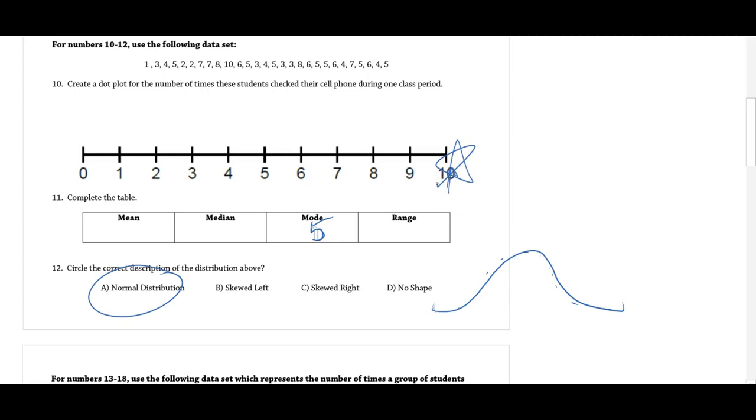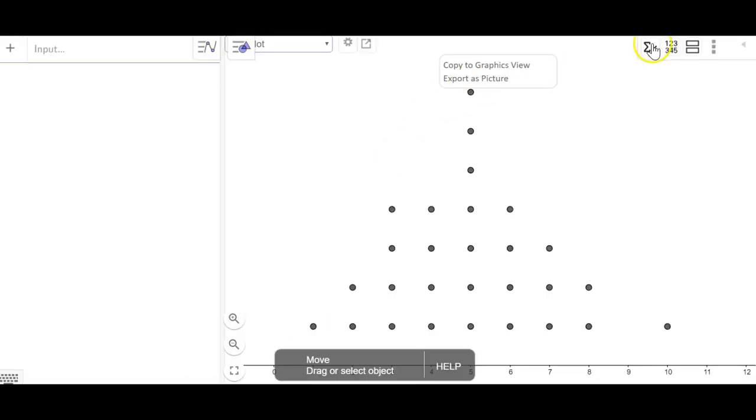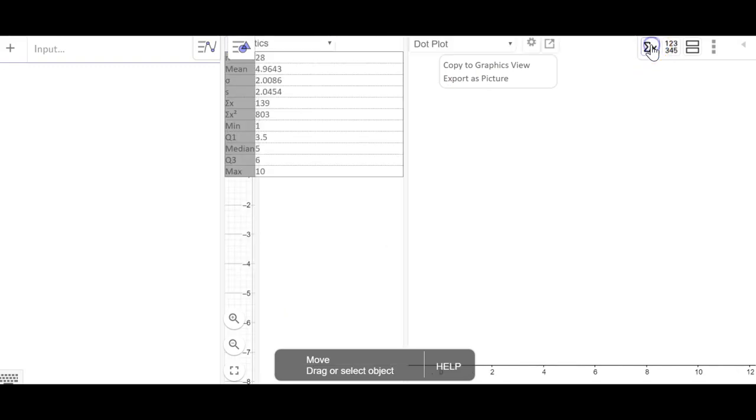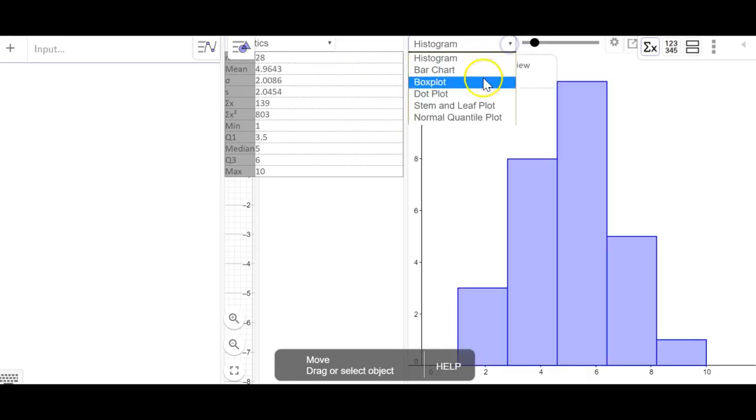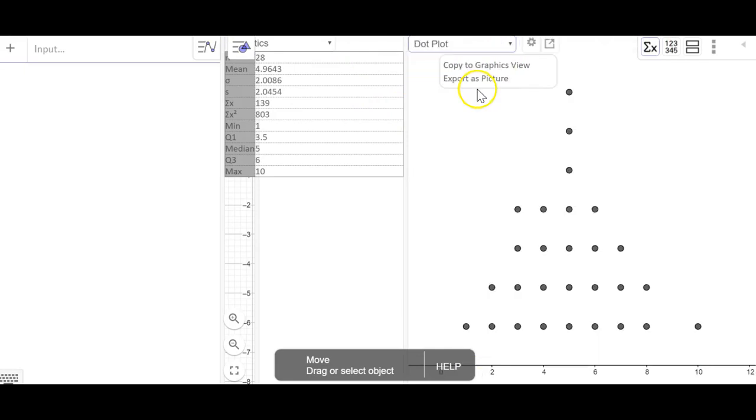So last 3 things for this problem are finding our mean, median, and range. To do that, I'm pressing this button right here, the summation with the X next to it, to show our stats. You'll notice when you press that, your graph goes away. To get it back, you can just click here again. I don't know why it goes away when you click that, but don't panic. It didn't get destroyed or anything. So for our mean, if we round it to 3 decimal places, that'd be 4.964.